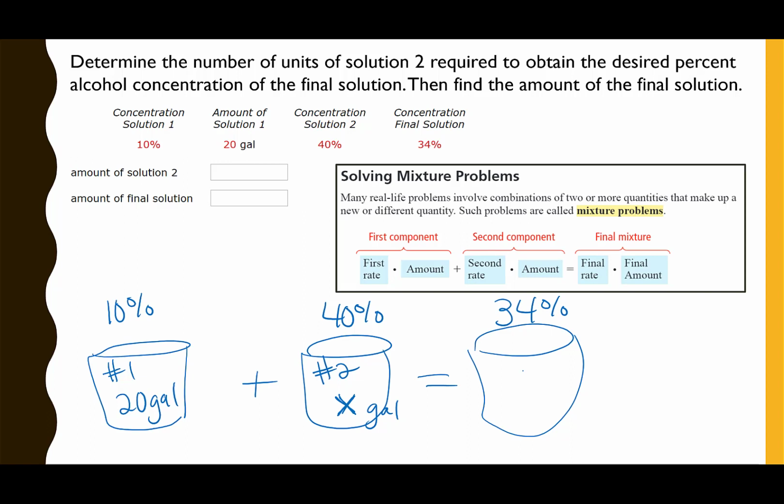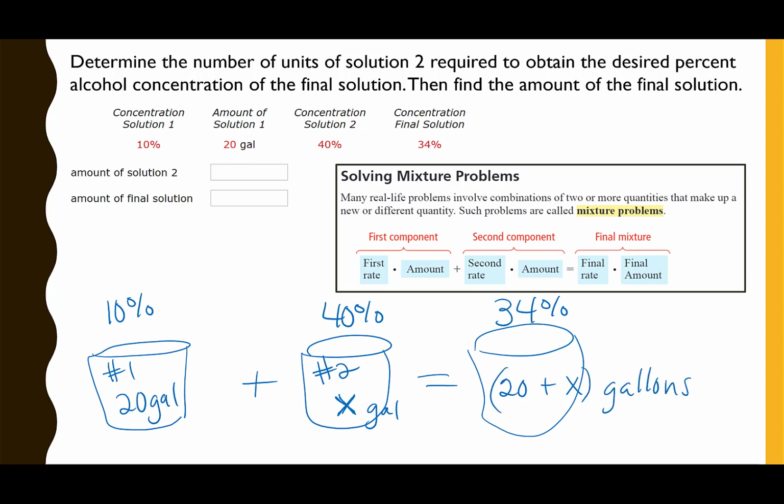Now, what is that final amount going to be? Well, I know solution 1 has 20 gallons. Solution 2 has x gallons. I know when I mix those two together, I'll have 20 gallons plus x gallons. That's what we're going to write for the amount of gallons that the final solution will have.